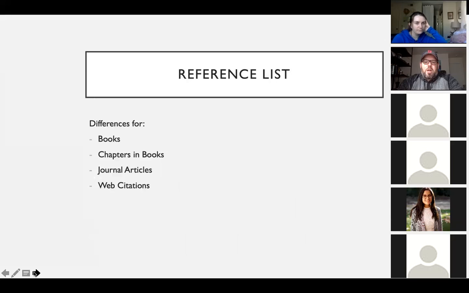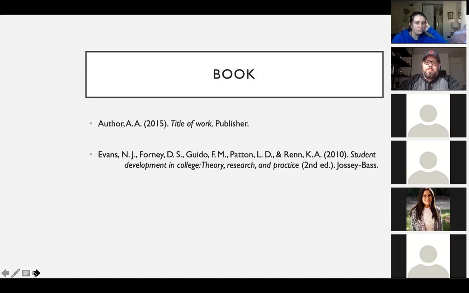All right, so when we talk about the reference list, there are a few different types that I'm going to just go through as examples. Specifically books, a chapter out of a book, a journal article, and a web citation.